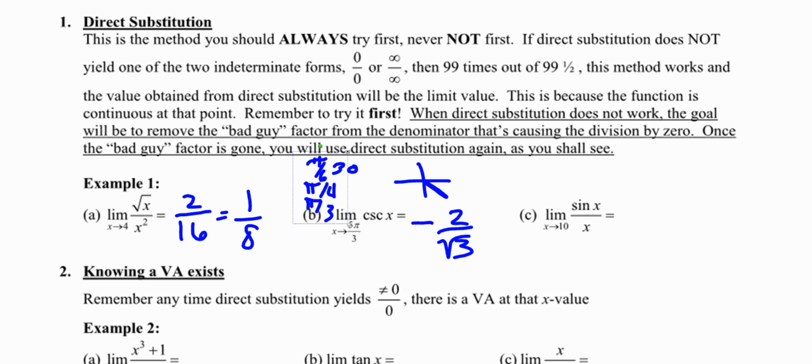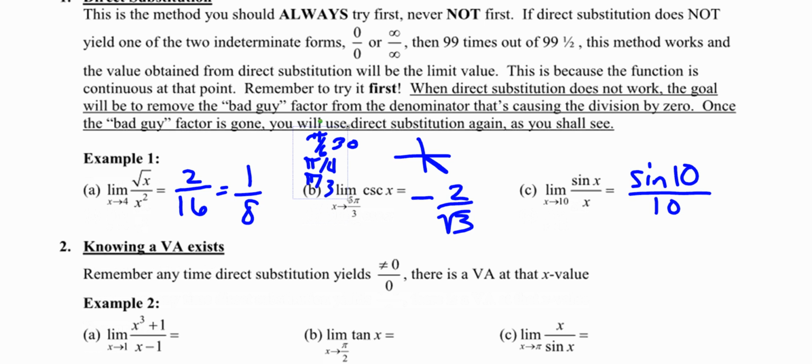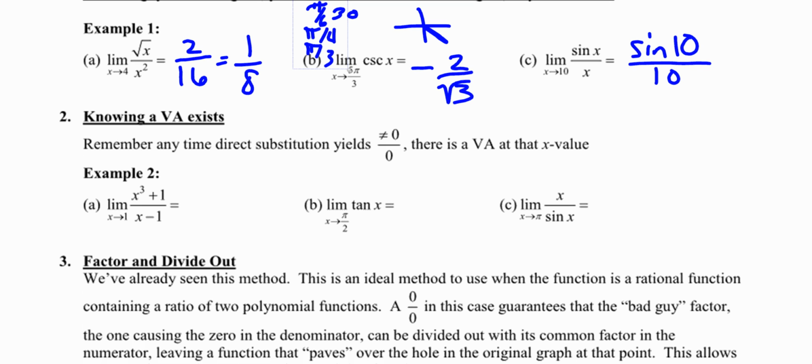There we go. Plug in 10. This is just going to be sine of 10 over 10. All right. Next thing you might want to know, or something that might be helpful, would be knowing a vertical asymptote exists.